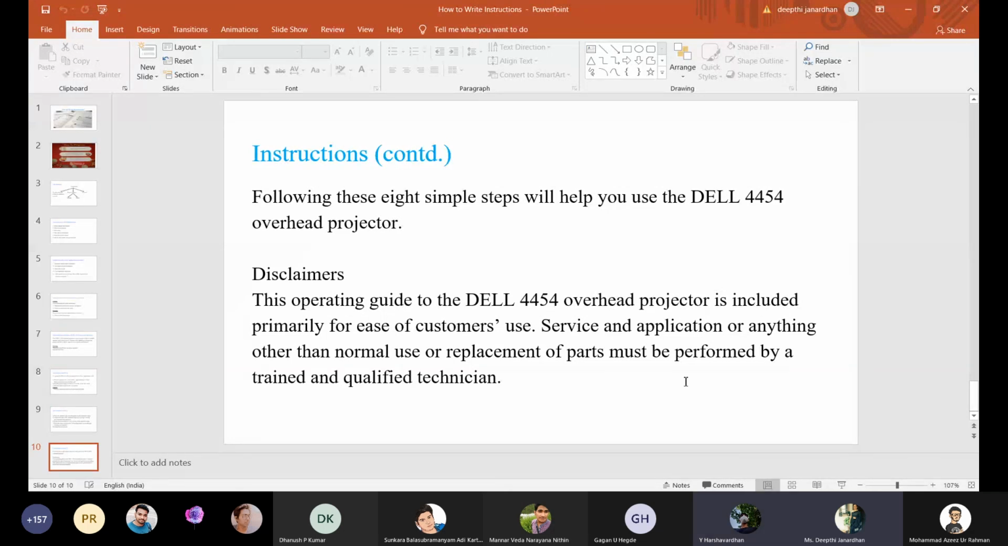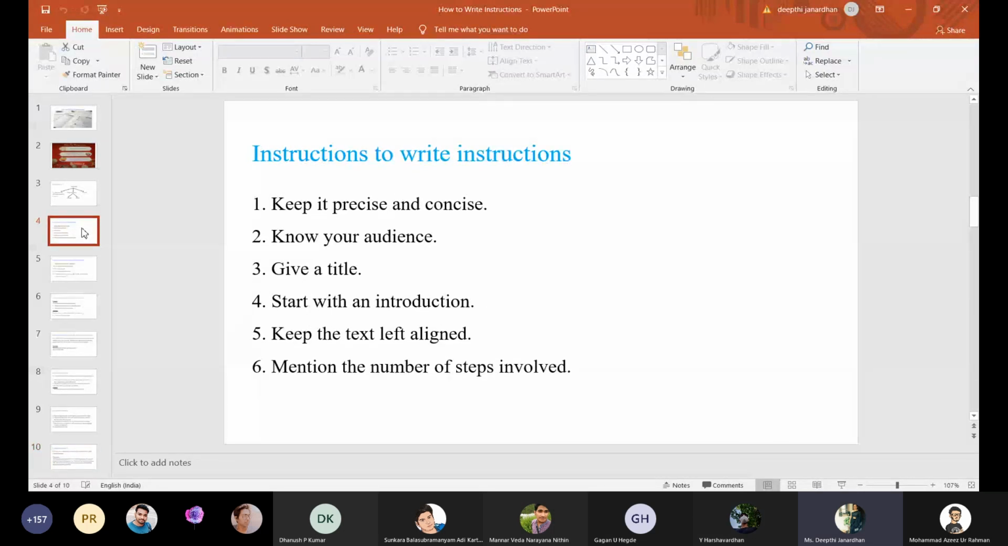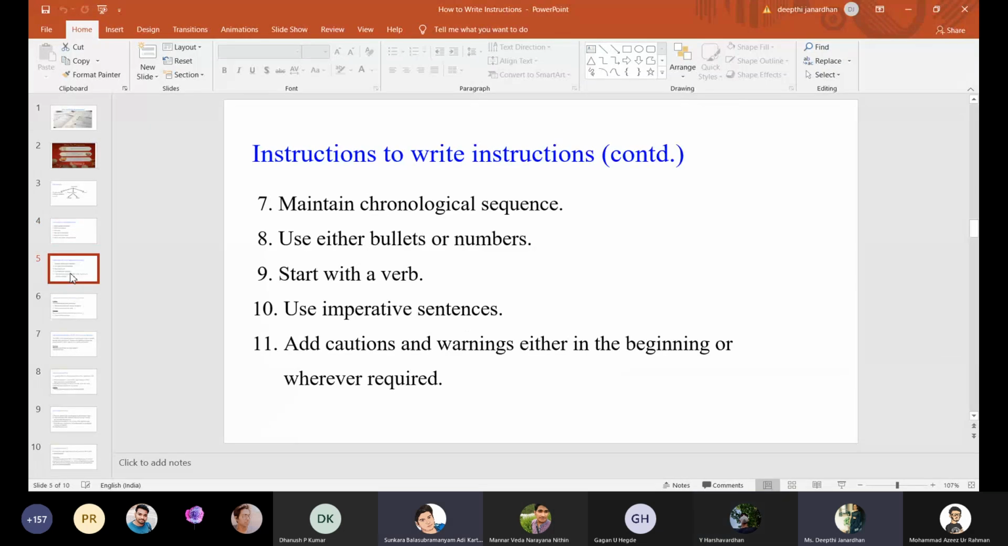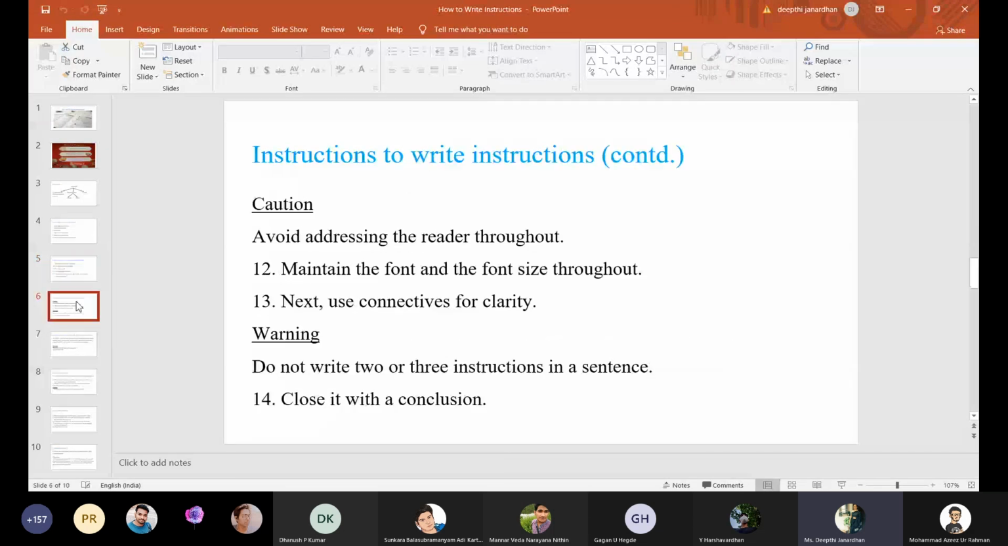Then that should be it, right? Yes, ma'am. Okay. Precise, concise, know your audience. Keep the text left aligned. Use numbering, font sizes and font types if you're typing it out. Yes. Caution and warning required. And in case you need a conclusion, you can use a conclusion there. That should be it, children.